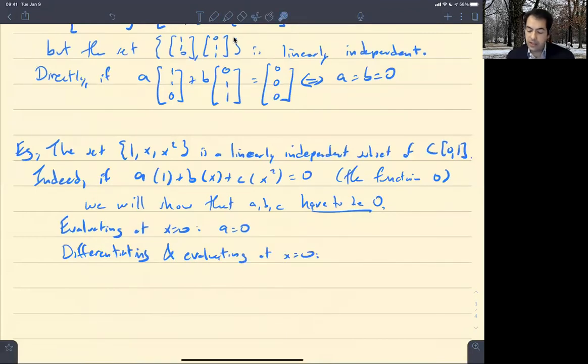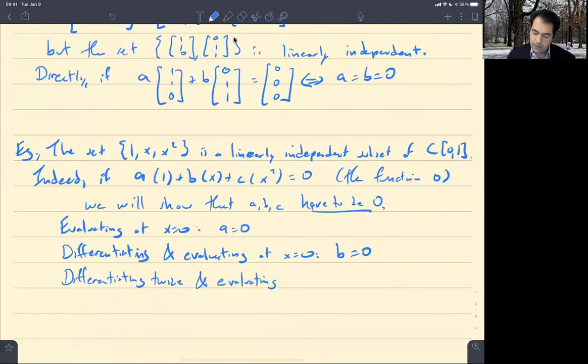Okay, well, if we differentiate, this becomes just b. This becomes 2cx. Evaluate at x equal to 0, and then this is just 0, and we end up with b equal to 0. If we differentiate twice, and then evaluate at x equal to 0, we would get that 2c is equal to 0. So c is equal to 0.